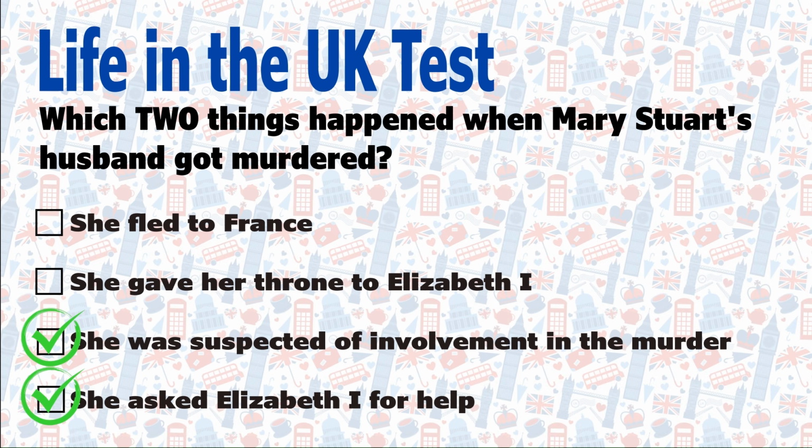She gave her throne to her Protestant son, James VI of Scotland. Mary was Elizabeth's first cousin and hoped that Elizabeth might help her, but Elizabeth suspected Mary of wanting to take over the English throne, and kept her a prisoner for 20 years. Mary was eventually executed, accused of plotting against Elizabeth I.